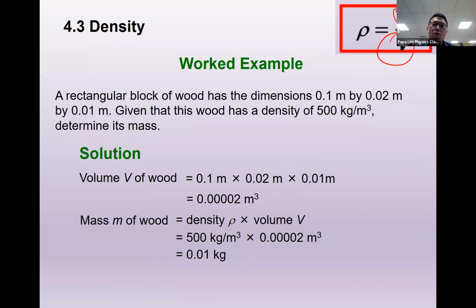Okay, and from there, you'll find the volume in SI unit. Density, coupled with rearrangement of the formula, you'll be able to find the mass of the wood, which is 0.01 kg, which is 10 gram. Okay, it's quite light actually. But nonetheless, regardless of whether it's light or heavy, when we look at floating or sinking, we actually should look at both mass and volume, or what we call density.